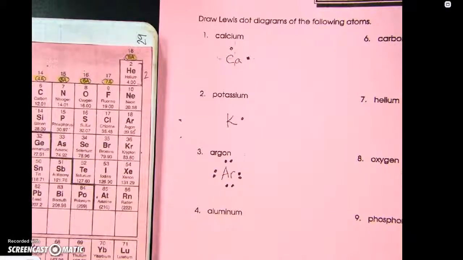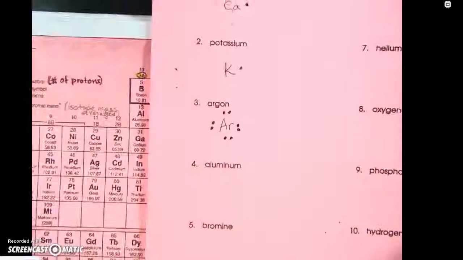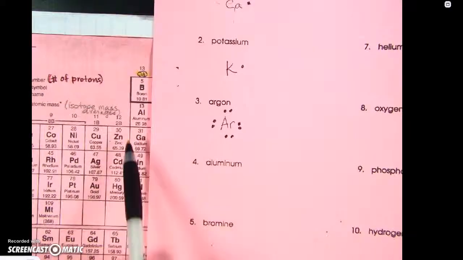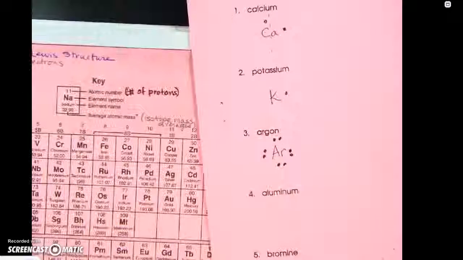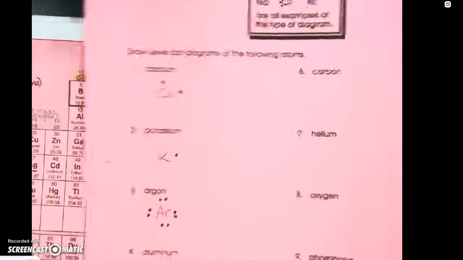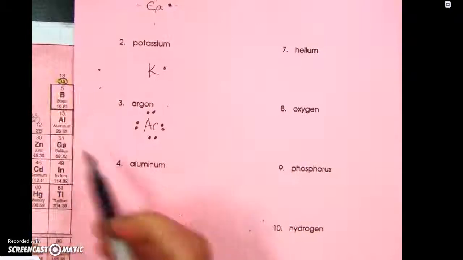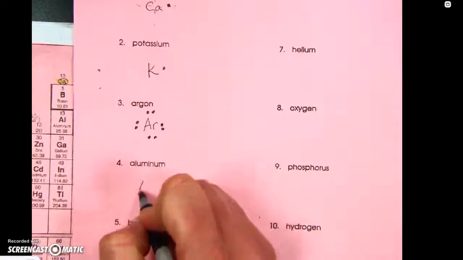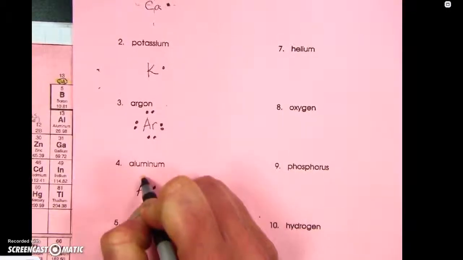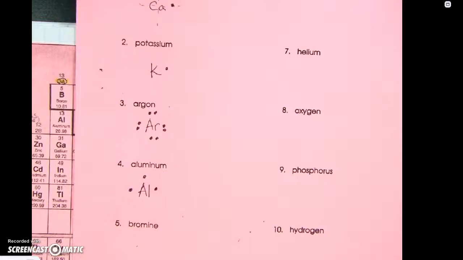Aluminum is our next one, number 4. Aluminum is in the third column there. Not this column 3, but dealing with just those first 20 in the third column. So it has 3 electrons. So write the symbol, and then starting on the side, 1, 2, 3 electrons in that outer valence.